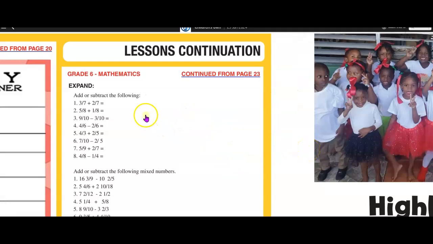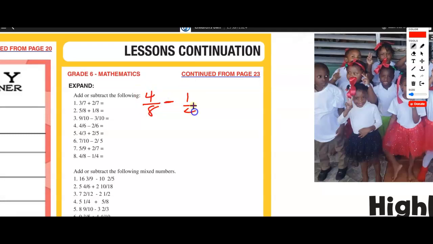Okay. Let's go with the next one, which is 4 eighths plus 4 eighths minus a quarter. LCM here is 8. So 8 into 8, 1. 1 times 4 would give us 4. Minus 4 into 8. Let's see. Let's fix our 8 here. Make this a little bit better.